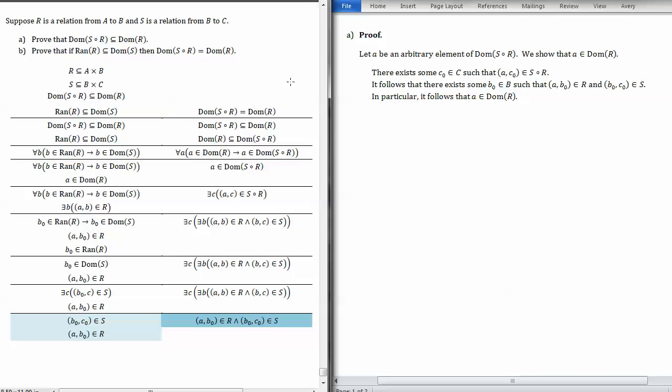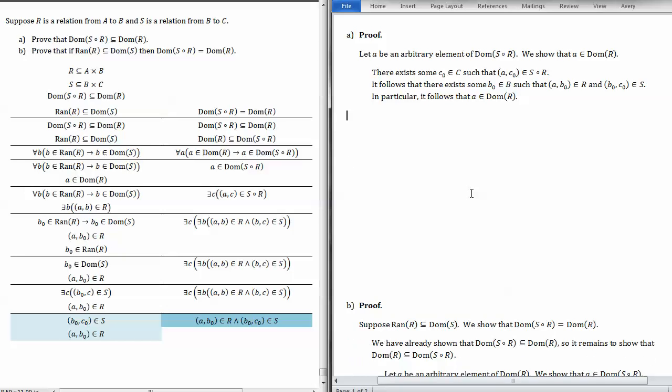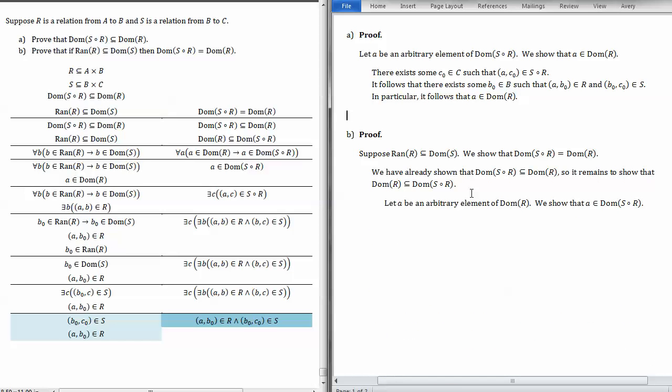Okay? Boy, that seemed a lot easier when I drew the picture. Let's type out the proof. Let me bring up what I have so far. I've already done the direct proof step. So suppose range R is a subset of domain of S. We show that these two sets are equal.